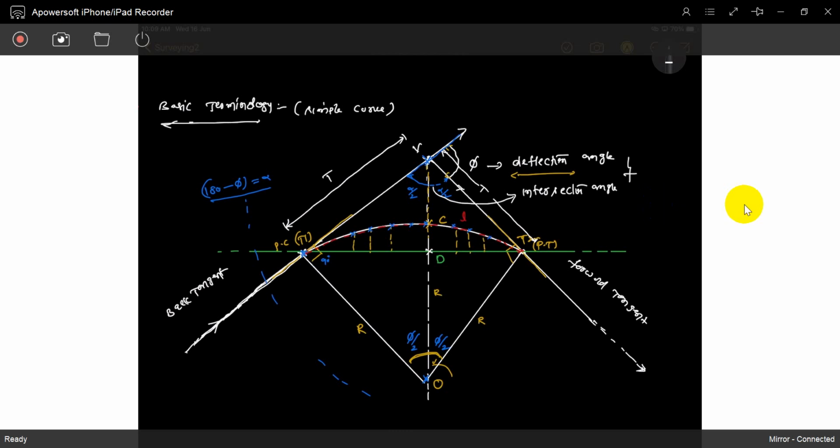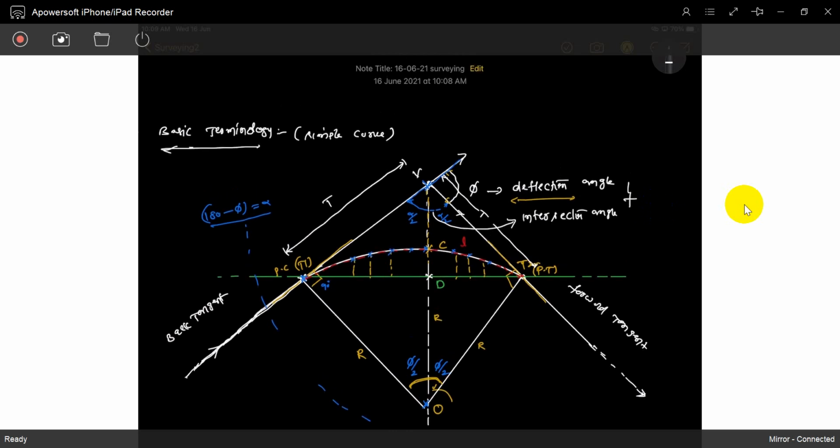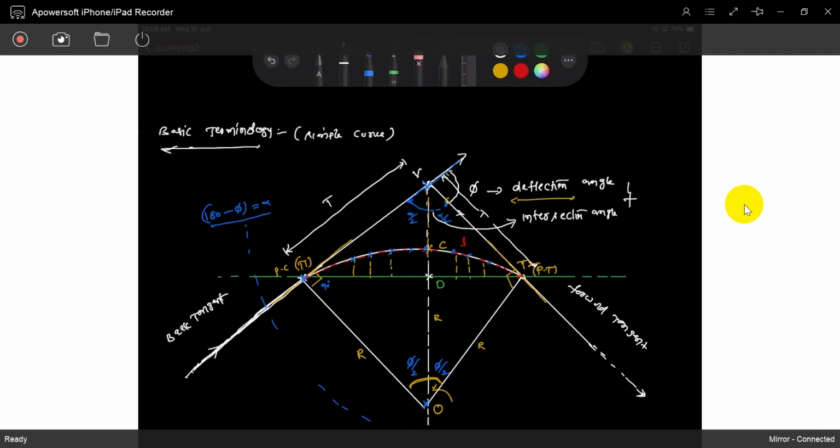So last class we discussed the basic terminology in a simple curve, only a circular curve. See this. This is a back tangent, and this is another straight line. These are meeting.